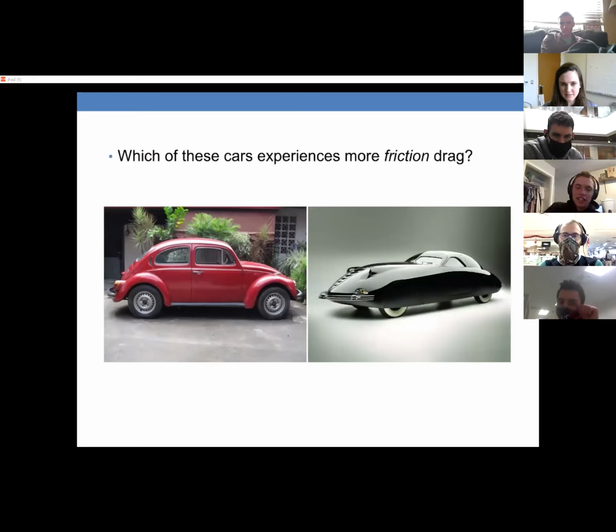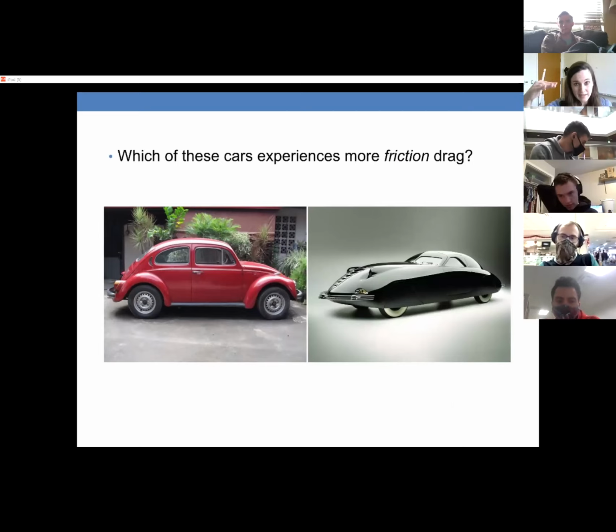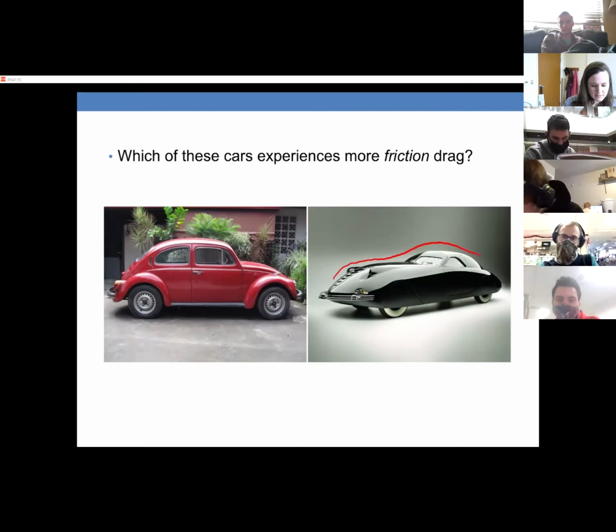Okay, but here's a thought. Which of these cars do you think experiences more friction drag? Is it the streamlined one? Probably the streamlined one, right? Because it's closer to being a flat plate and the flow will go over it.